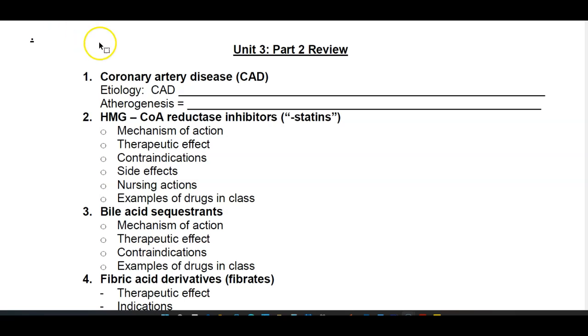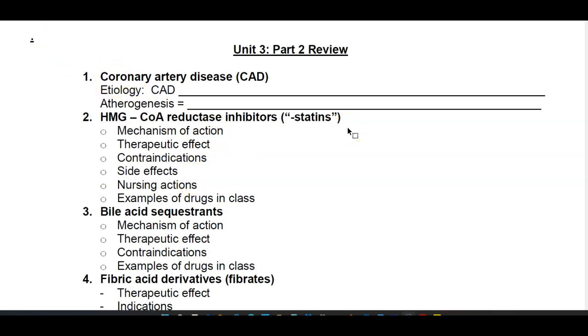So what's the mechanism of action of statins or HMG-CoA reductase inhibitors? How it works is basically it inhibits the HMG-CoA reductase enzyme activity. So that's in the liver, right? And that's really a requirement in order to produce cholesterol. So because it blocks that process, then it's able to reduce the level of cholesterol in the body.